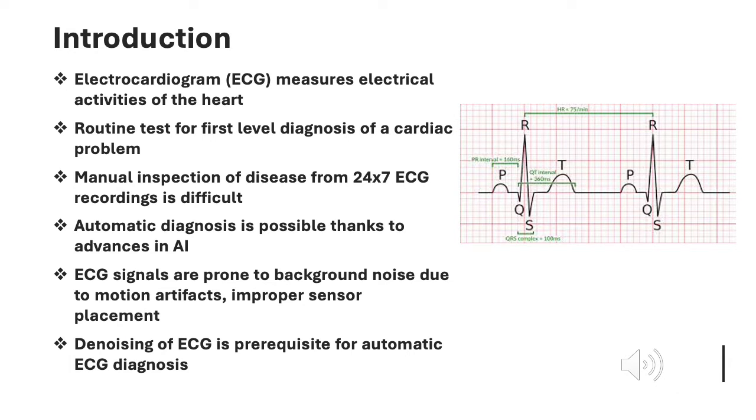Electrocardiogram or ECG measures the electrical activities of the heart. It is widely carried out as a routine test for first level diagnosis of any cardiac problems. However, manual inspection of any disease from 24/7 ECG recordings is often difficult, which requires the help of digital techniques. Automatic diagnosis from the ECG is possible thanks to the recent advances in AI and ML based techniques.